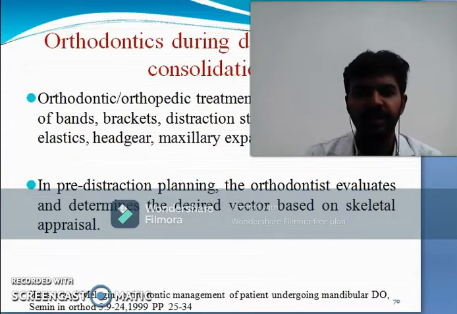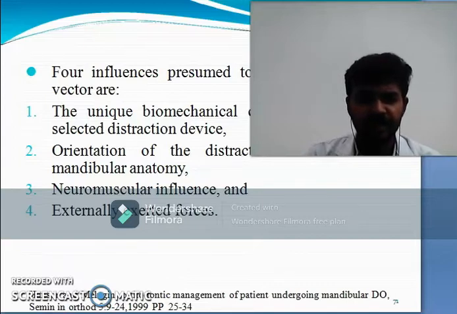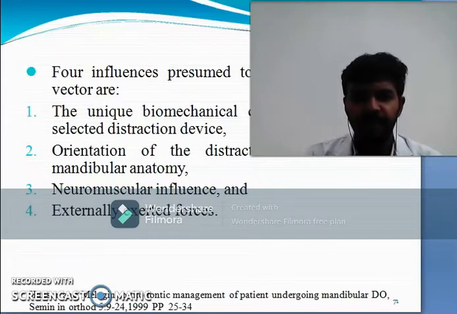In pre-distraction planning, the orthodontist evaluates and determines the desired vector based on skeletal appraisal. The 4 influences present to affect the observed vector are the unique biomechanical characteristic of the selected distraction device, the orientation of the distraction device to the mandibular anatomy, the neuromuscular influence, and externally exerted forces.